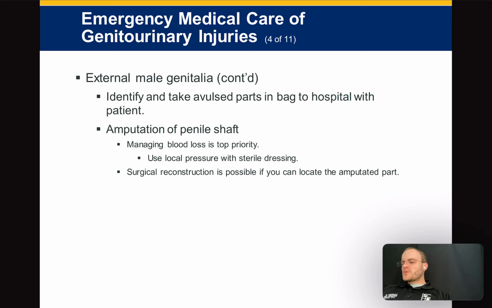If you have avulsed parts, remember we put those in a moist and sterile dressing and place those in a cool environment, put them in a bag, and transport those to the hospital with us, okay? Managing blood loss is the top priority. I can't stress enough, you're opening up an artery to the outside world if this gets nicked, and so they would bleed a lot.